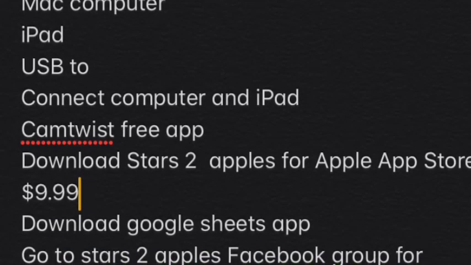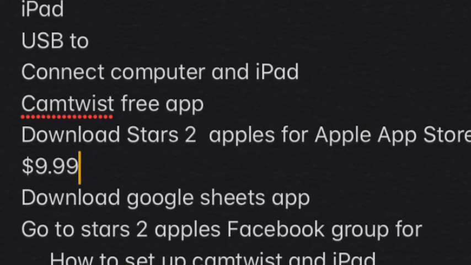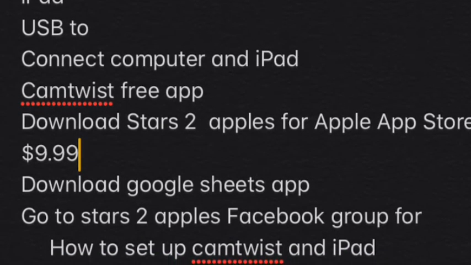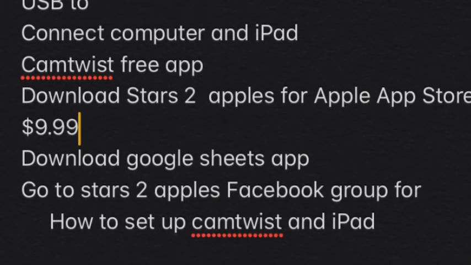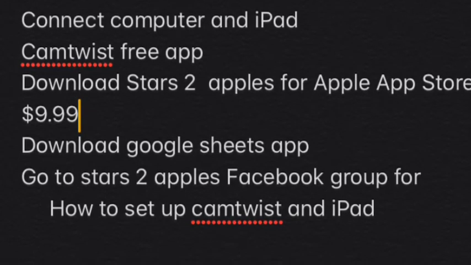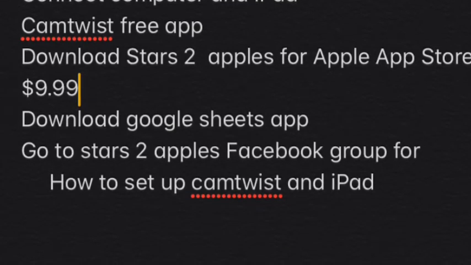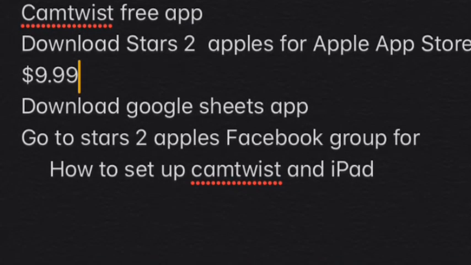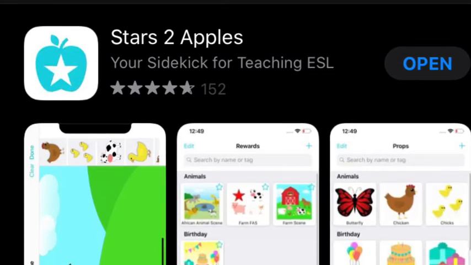Then you will need to go to the Apple App Store and download the Stars to Apple app. Anyone can use this. It doesn't have to be just for VIPKid teachers. And it is $9.99 for the app, and there's a lot you can do with it. Once you join the Facebook group for Stars to Apple users, you will then need to download the Google Sheets app, and you will use that in conjunction with your Stars to Apple.